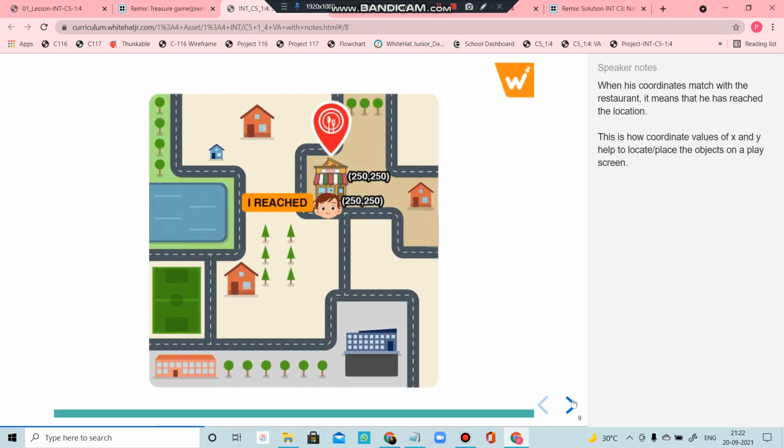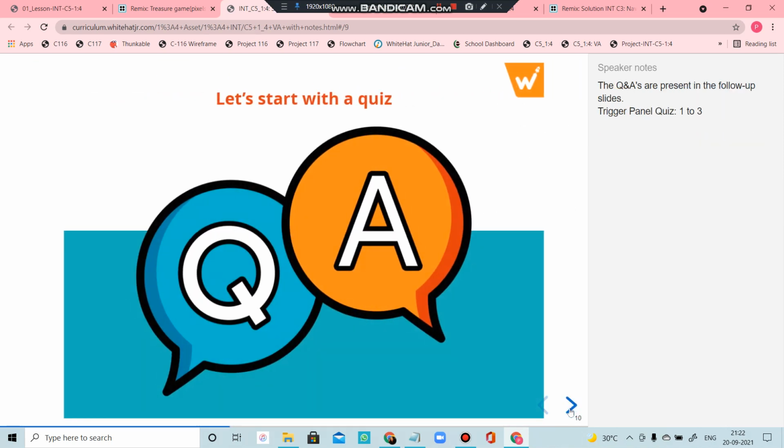Once Sam has reached the pizza place, look at the numbers. Both the numbers have shown an increase. Why? Because Sam was right here. He is moving towards the east, which is going to increase the x coordinate value. And he has to move north, which is going to increase the y coordinate value. And that's why we see an increase. Great. Okay.